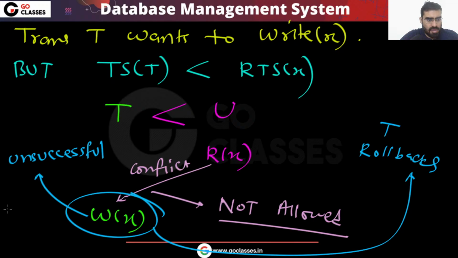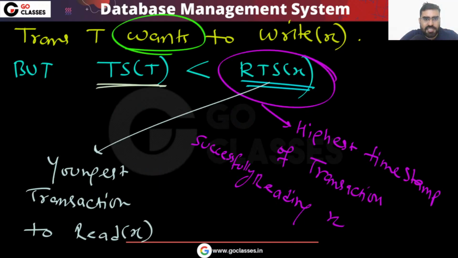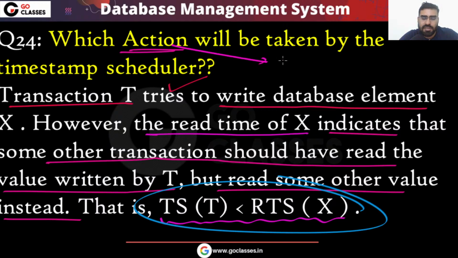Is this clear? Please tell me. Yuvraj, Ekta, is this clear? So here again the transaction T rollbacks. What action will be taken? The action will be T rollbacks. Very simple.